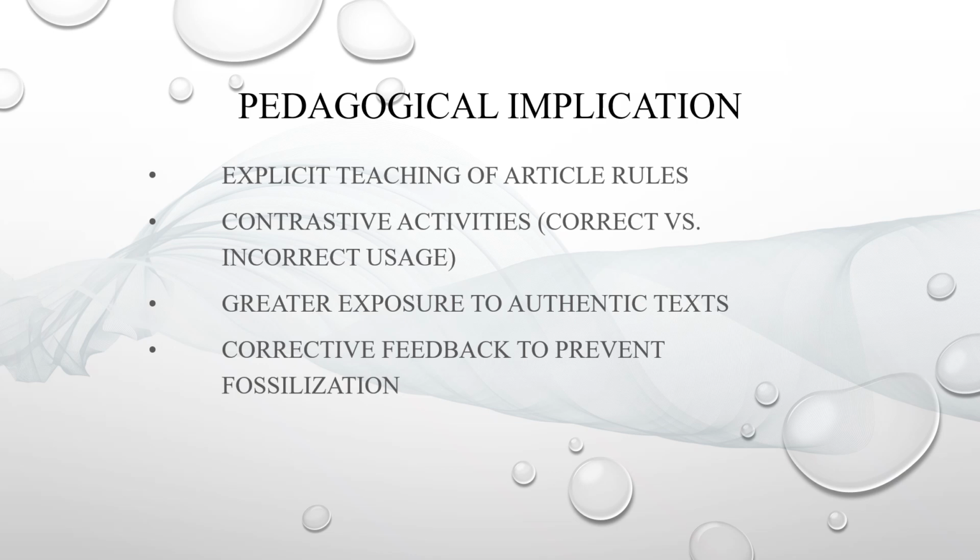Third, greater exposure to authentic texts, such as academic articles, newspapers, or novels, can provide natural models of article use. Finally, corrective feedback is essential. Without feedback, errors risk becoming fossilized, meaning they persist even after years of study. By integrating these strategies, teachers can help learners gradually overcome article difficulties.